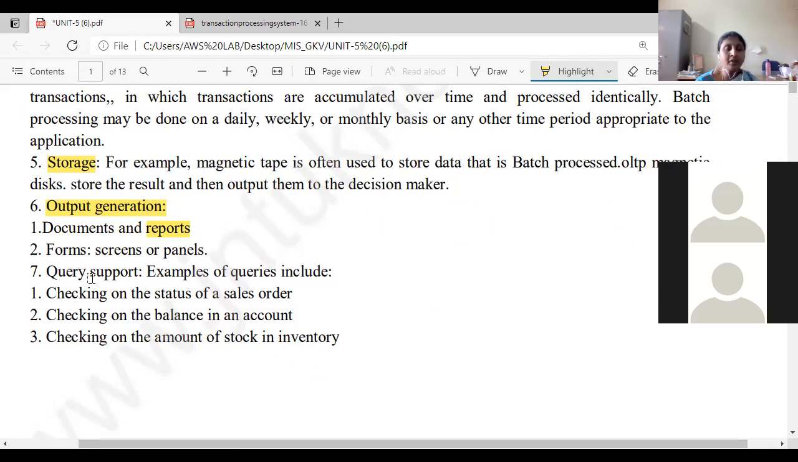Next, query support. We give certain types of queries, and for those queries we get some type of results. Examples of queries include checking the status of a sales order. What is the status of that sales order? Suppose you want to check the balance in an account, or check how much stock is available in inventory, whether you want to place an order for a particular item and whether the stock is available in the inventory or not. If you want to check a status like that, or your account balance, or your sales order, we pose queries for doing such activities.